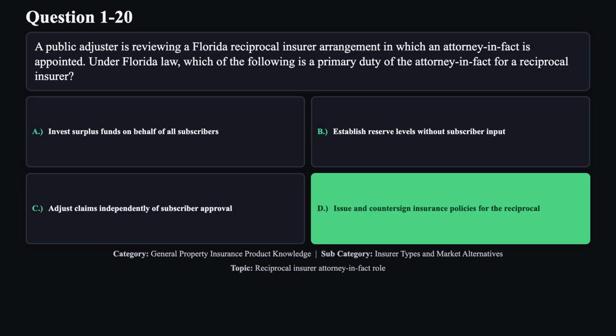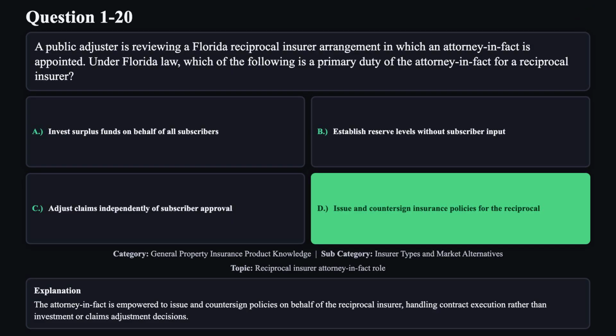The correct answer is D. The attorney-in-fact is empowered to issue and countersign policies on behalf of the reciprocal insurer, handling contract execution rather than investment or claims adjustment decisions.